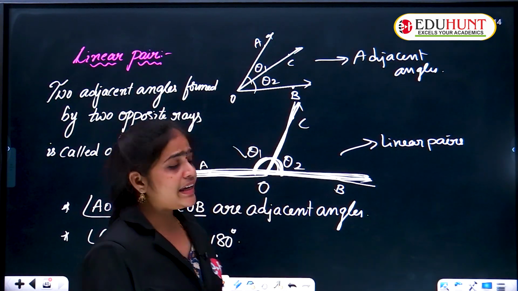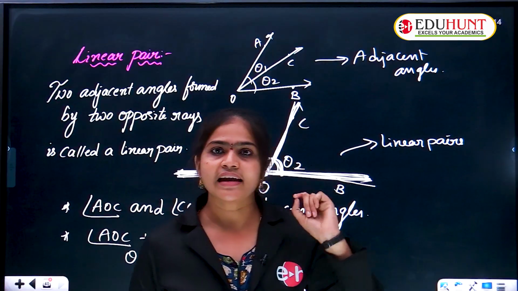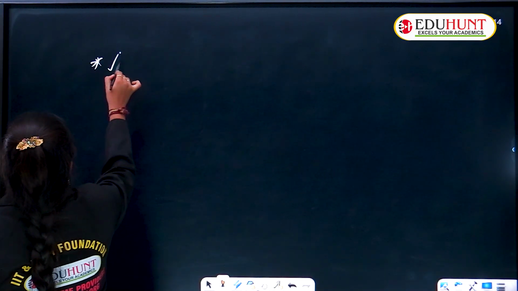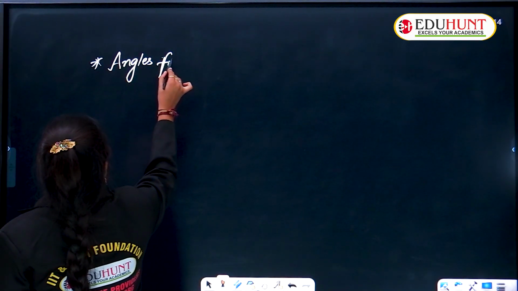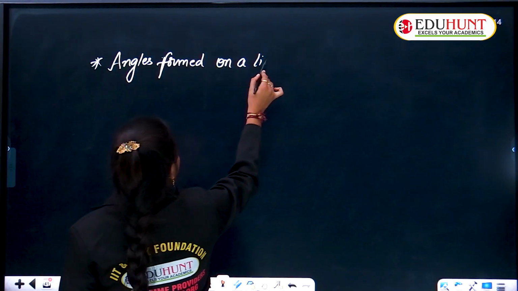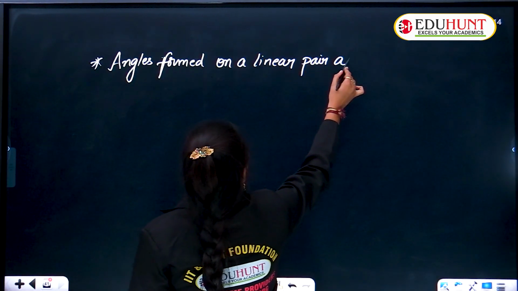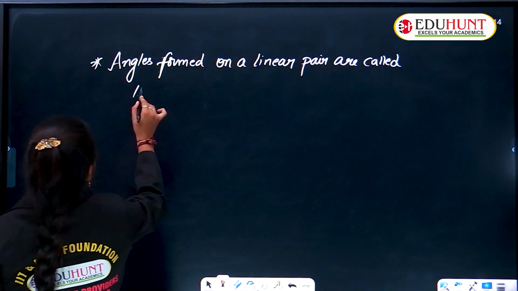And in the same way, the angles formed on a linear pair are called linear angles.